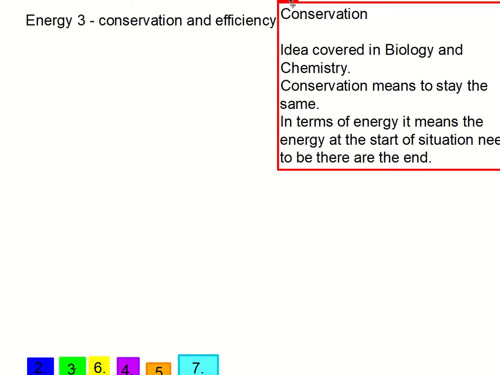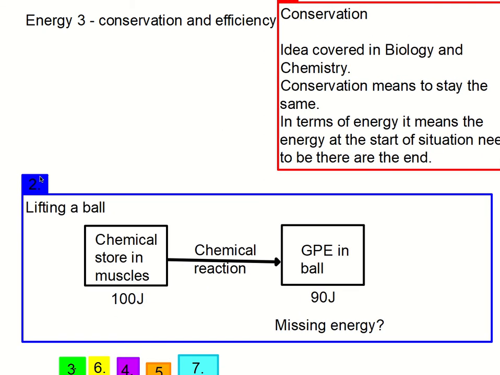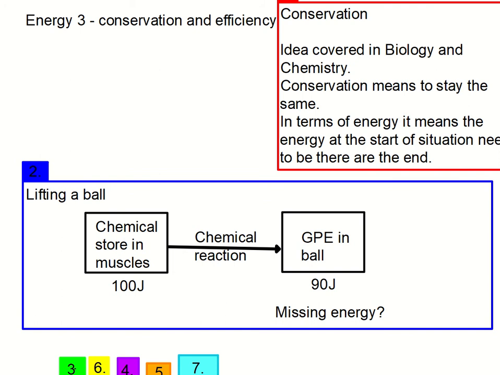So again, trying to give examples. Just stick that up there. We're going with the example we looked at on the last video. So this was lifting the ball. So we've started off again, just to recap, with a chemical store in our muscles. Something's happened, the person's picked the ball up, and we've ended up with a gravitational potential energy store in the ball. In between, we've got this chemical reaction, which is the energy pathway. So we've started off with this type of energy, we've ended up with this type of energy, and the energy pathway is what's taken place to cause that energy transfer.